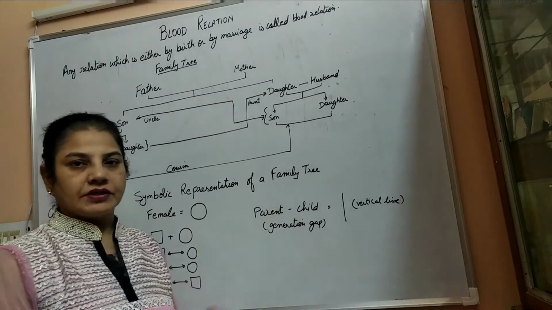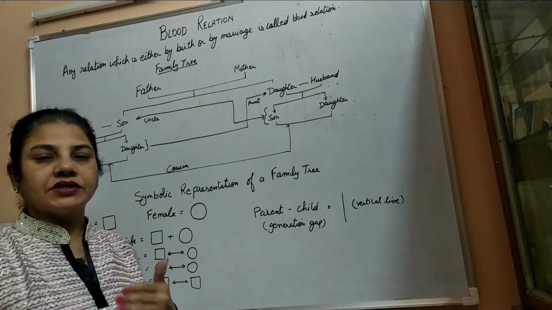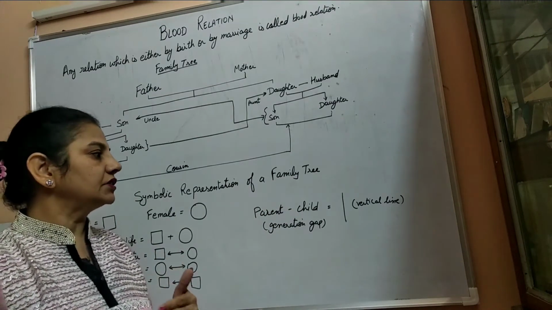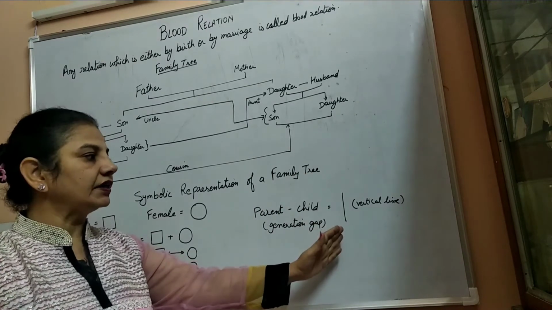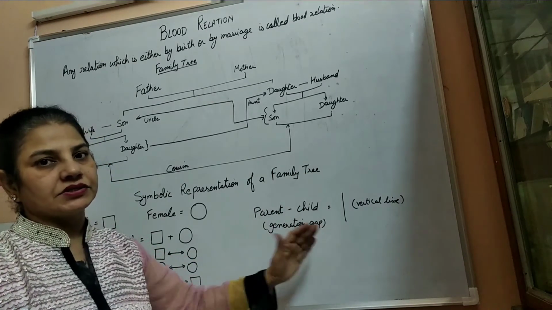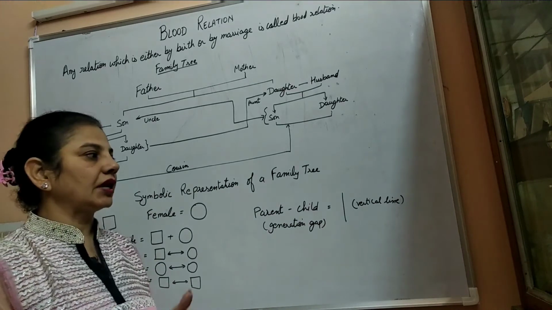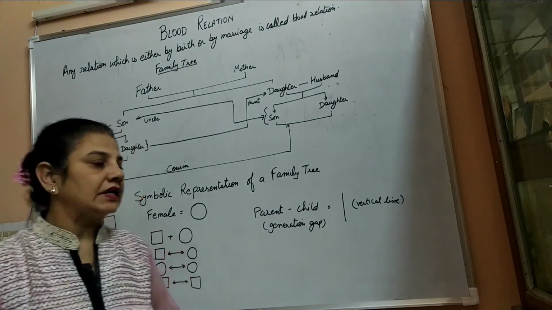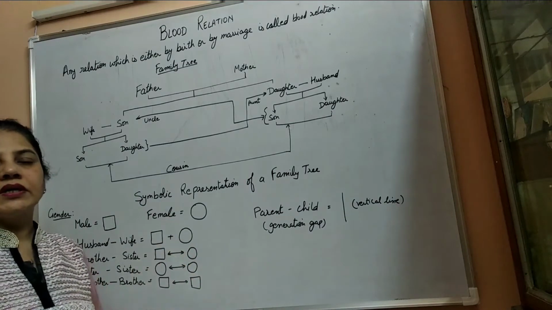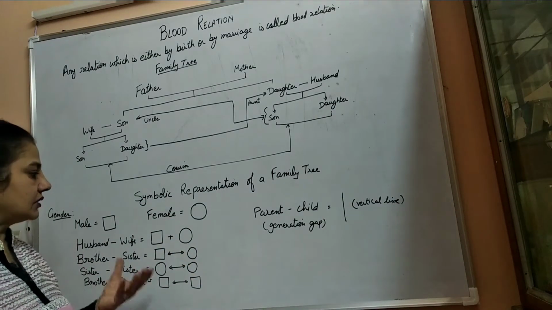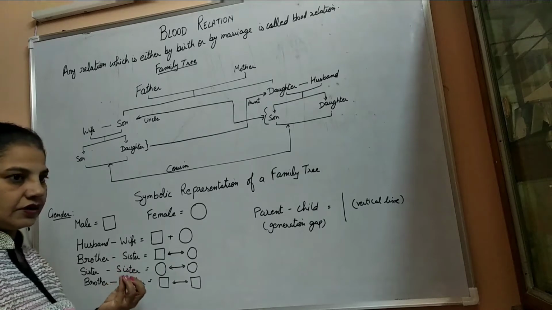Parent and children: since there is a generation gap between parent and children, a vertical line is there. The vertical line represents a generation gap. So a generation gap is always represented by a vertical line. These are the symbols which we are going to use to solve the upcoming problems.